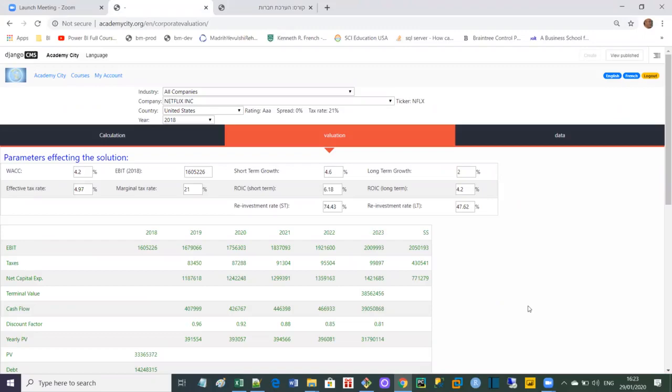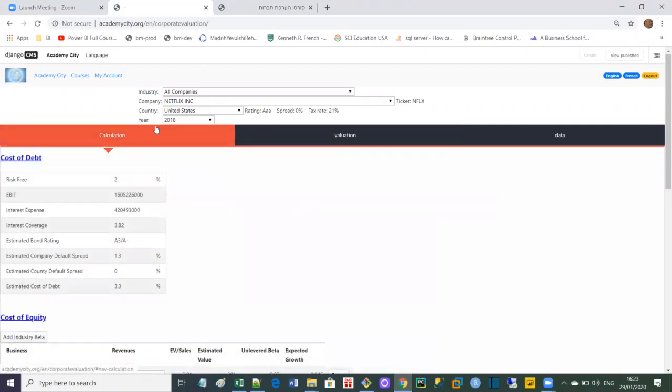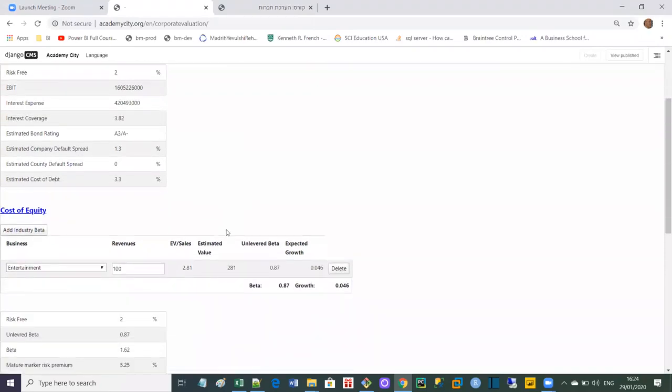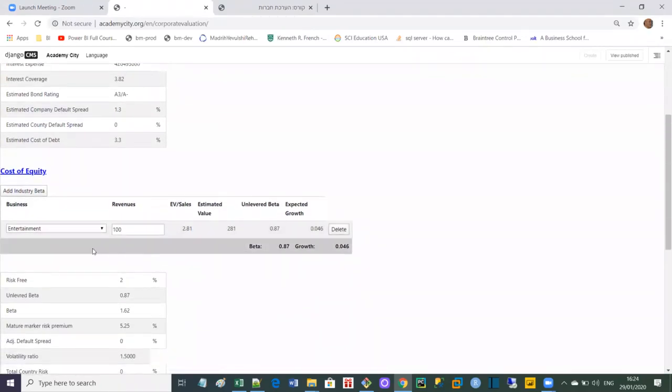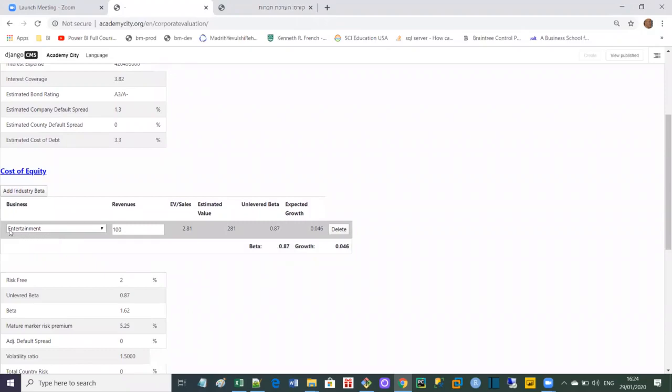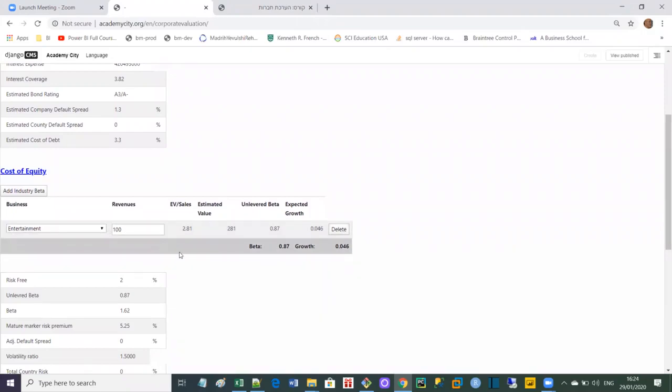Last time, using the simulations to estimate the value of Netflix, we entered the data by picking the company. It automatically shows us the ticker. We chose United States because it's the main country in which Netflix is operating, and we're doing the valuation for 2018. In addition, we chose the main industry it works in, which is entertainment. Usually, it depends on the company you're working on.